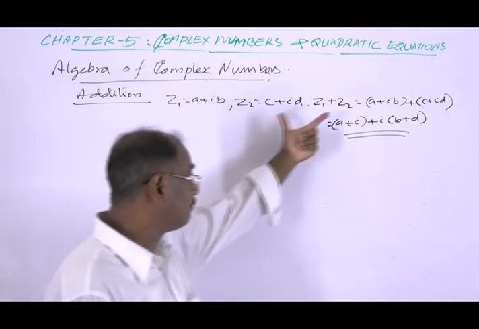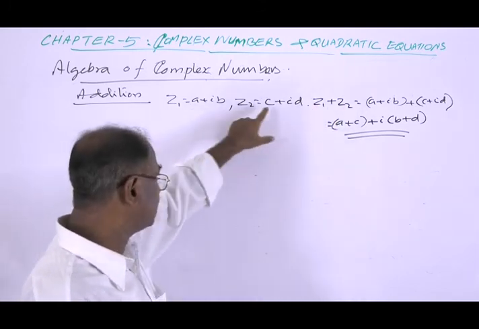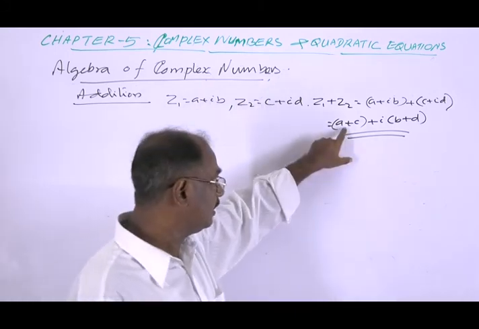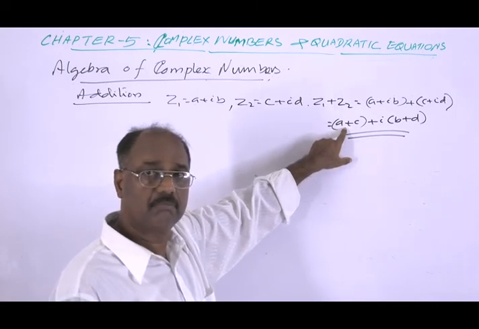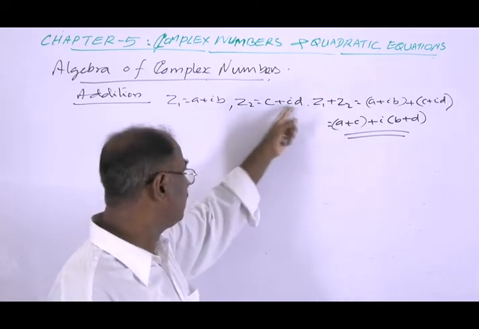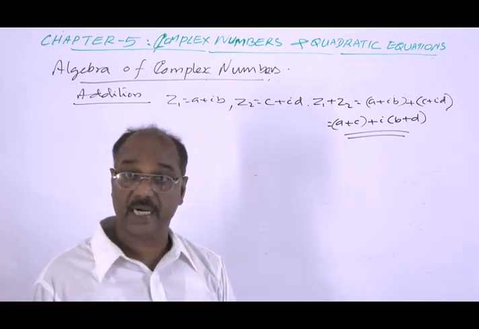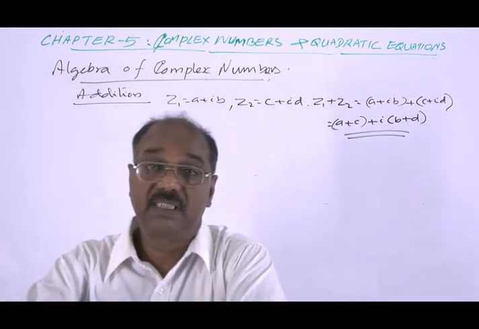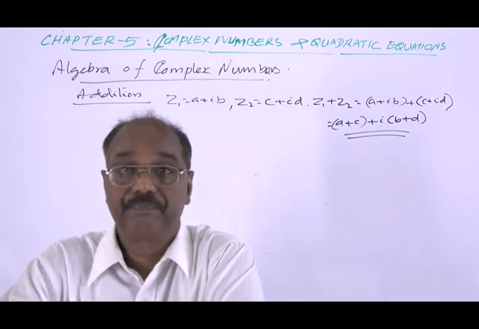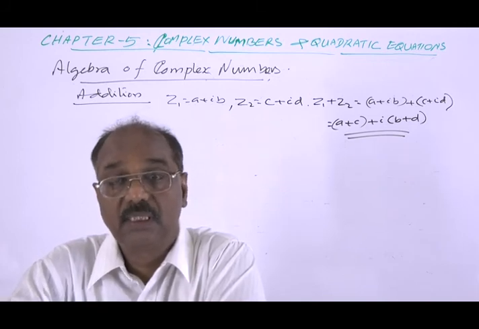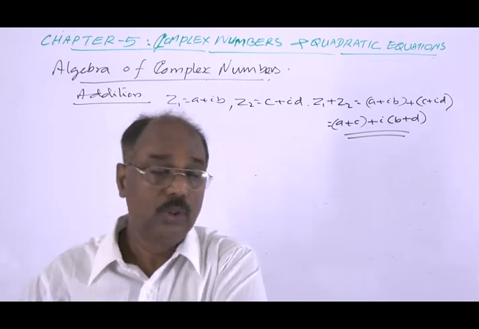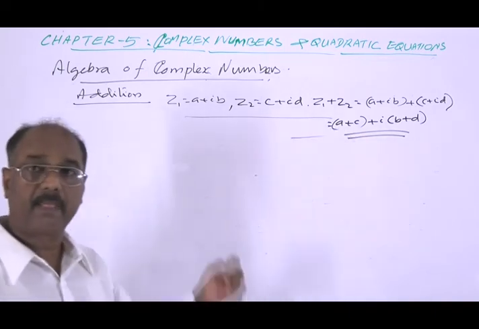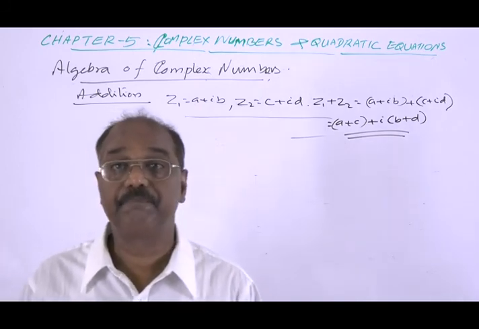And in the sum, the real parts of the two complex numbers are added and it is the real part of the sum. And the imaginary parts of the two complex numbers are added and it is the imaginary part of the sum. So this is the way in which addition is performed. Addition of two complex numbers is this. And now we discuss the various properties satisfied in the case of this operation addition.